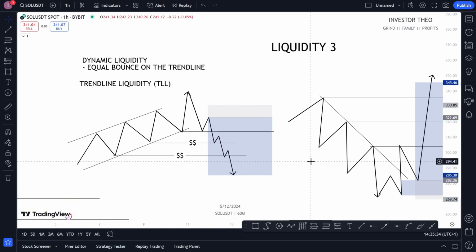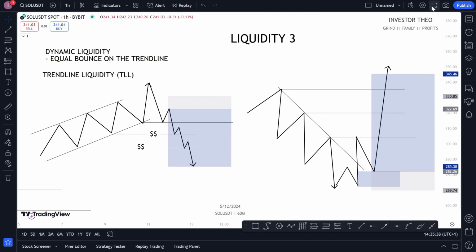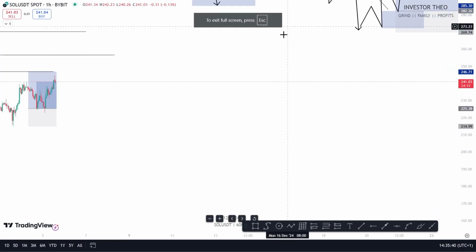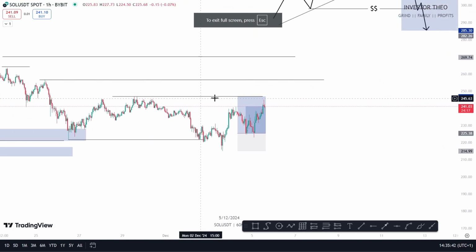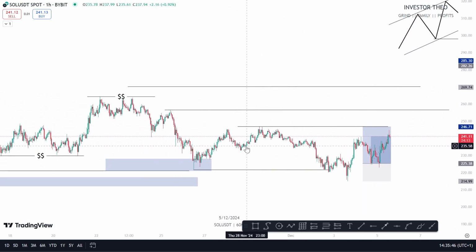Alright, I hope this is really clear. It's very simple. You know what? Let's not do too much theory. Let me go straight into the charts and give you some examples. So, last video I showed you this. I'm creating the same setup again to make sure that everything is easy.